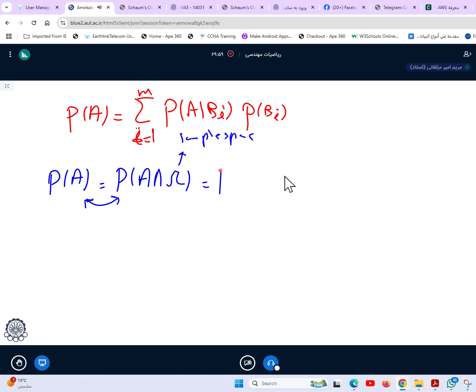Okay. Now we should relate this formula with Bi, that are the partitions of our sample space. So we can write omega as this. We mentioned that the union of B1 to Bm is equal to omega. So in this formula, we replaced omega with this.